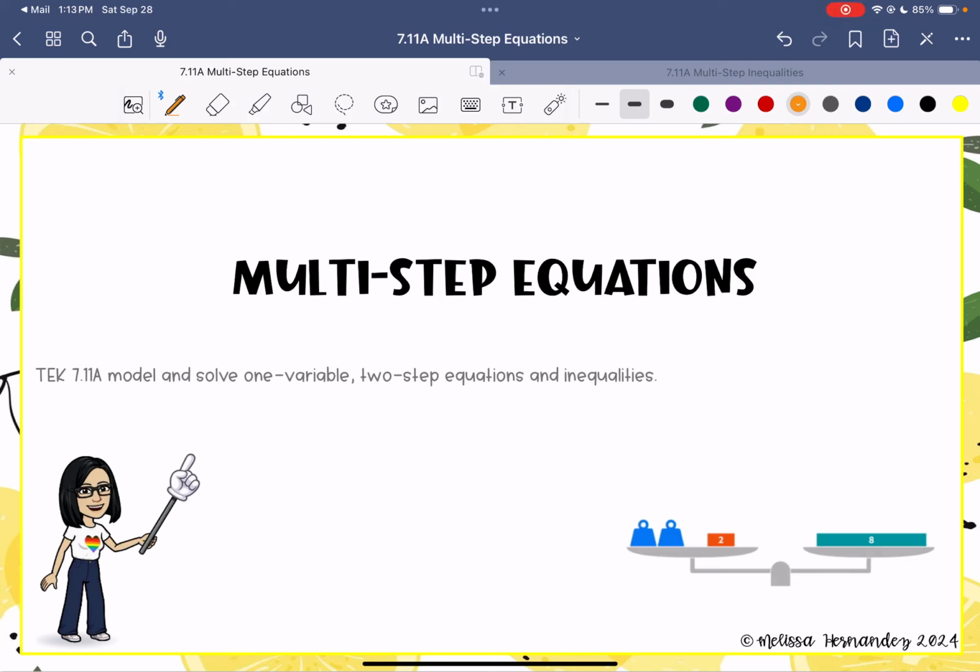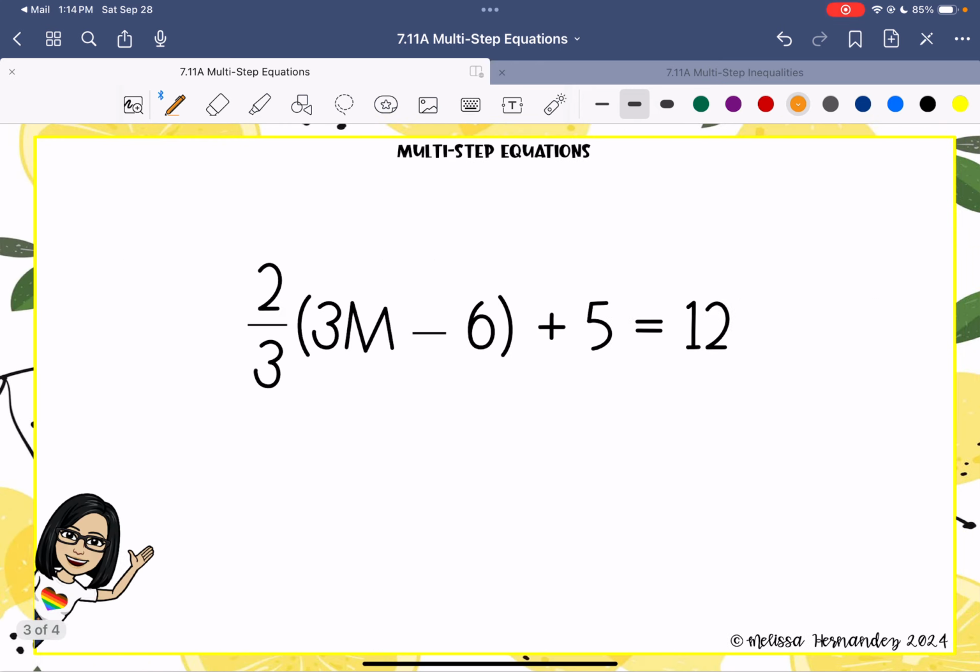Hey, welcome back. In this video, we're going to solve two-step equations. They're also known as multi-step equations because I decided to add distributive property and combining like terms for these examples. All right, so let's get started.